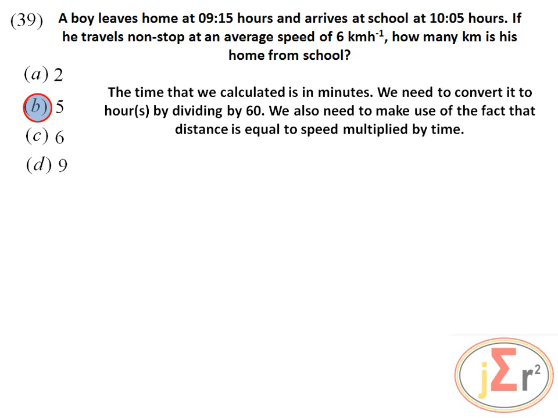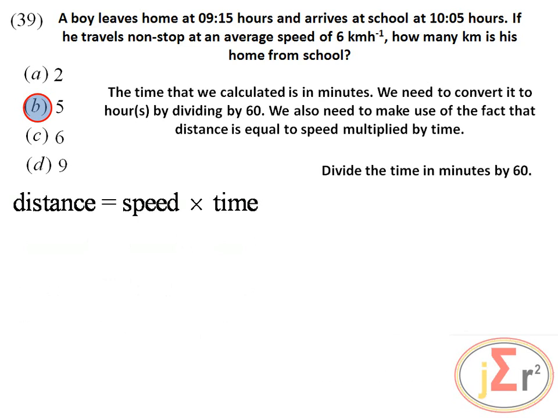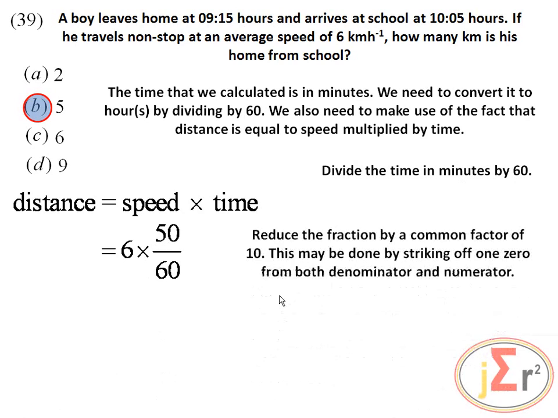So 50 minutes divided by 60 minutes. Distance is equal to speed multiplied by time. Divide the time in minutes by 60. The time is in minutes, which is 50. We divide that by 60. So we have 6 is the speed, and the time in hour will turn out to be 50 over 60.